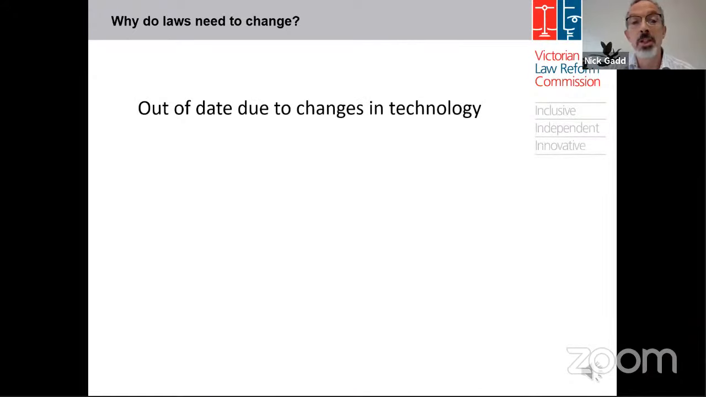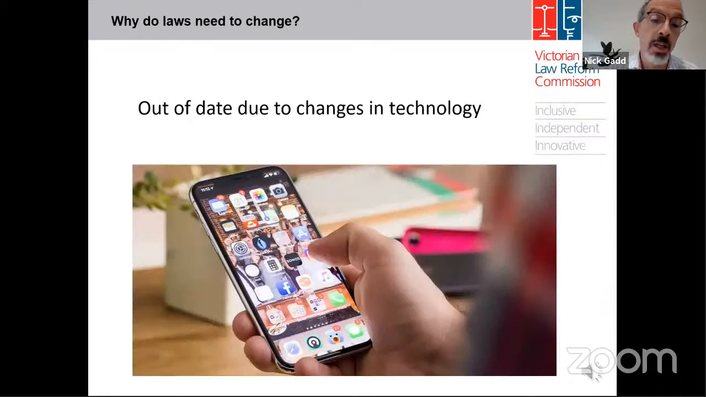The law may need to change as a result of changes in technology. This is something that often things get referred to the VLRC, which are to do with technology.